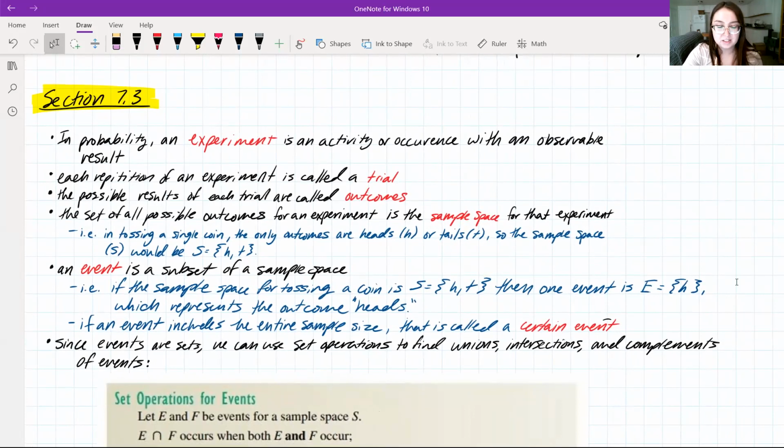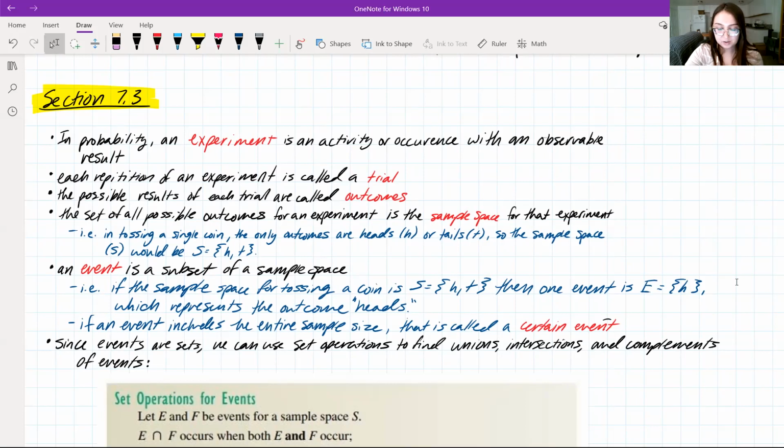So an example, in tossing a single coin, the only outcomes are going to be heads or tails. So the sample space, or S, would be S is equal to the set of H comma T. So we have two options, two outcomes. An event is a subset of a sample space. So an example of the sample space for tossing a coin is S is equal to the set of H comma T, or heads and tails. Then one element, which we'll signify as E, is equal to, we can say, heads, or the set of H, which represents the outcome, heads.